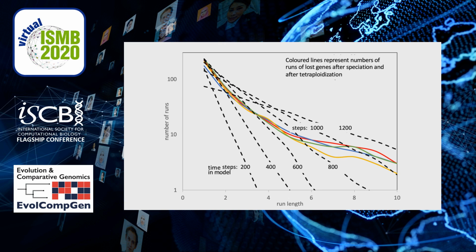The colored lines represent the number of runs of zeros after speciation and after tetraploidization. The black lines refer to the simulation of the one-at-a-time model. It stopped at a typical time with the assumption of gene length 1,600. Even when we change the gene length, the pattern is similar. It's clear that the model is inadequate to account for both the simultaneous steep drop-off from gap size 1 and the presence of a significant number of long gaps.